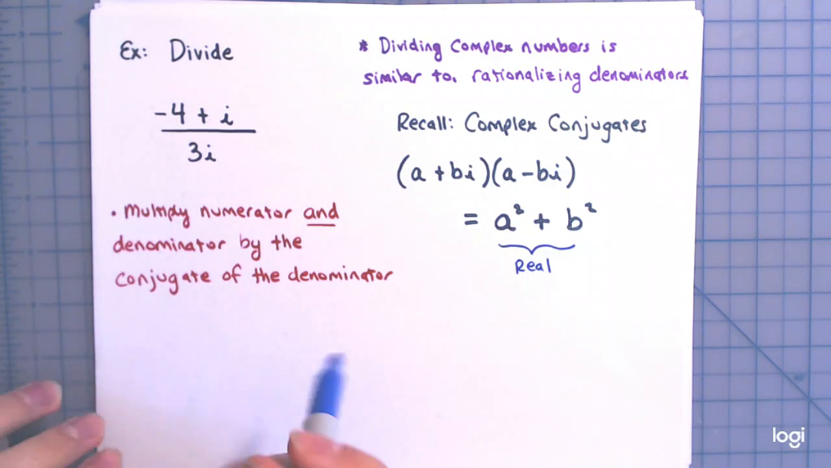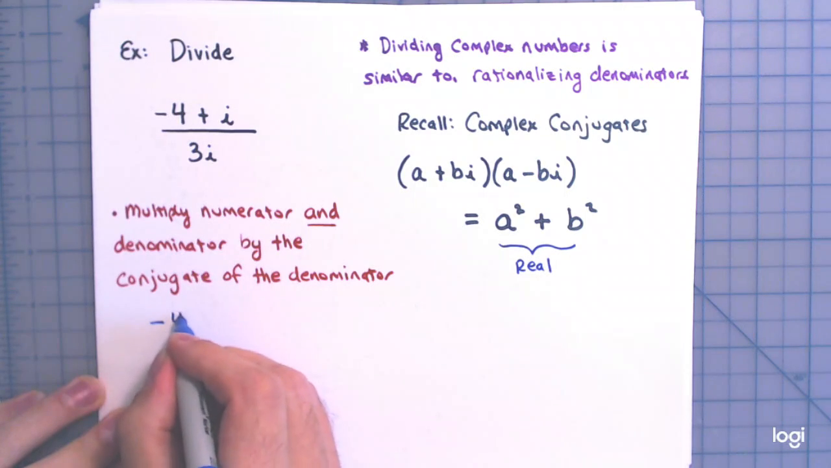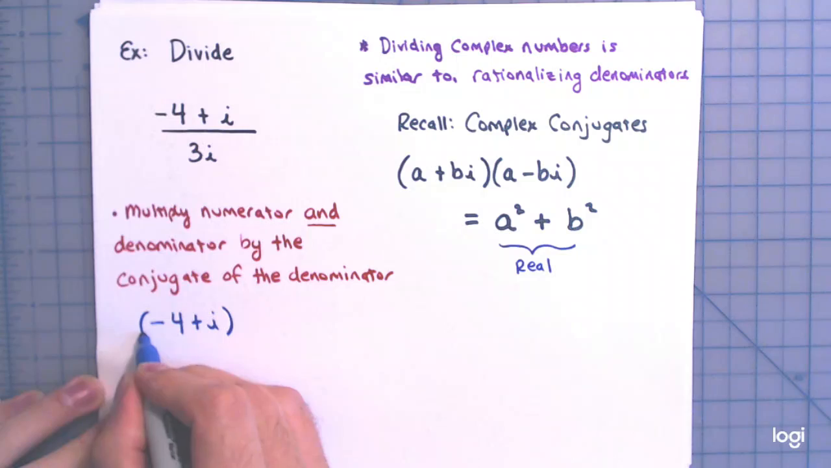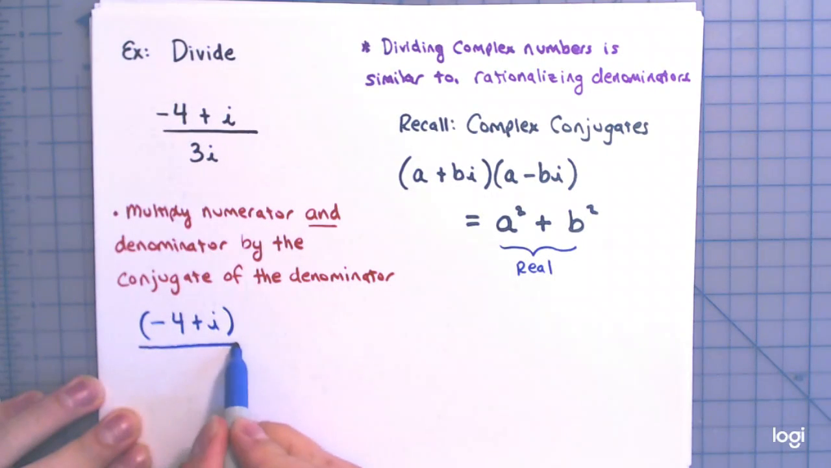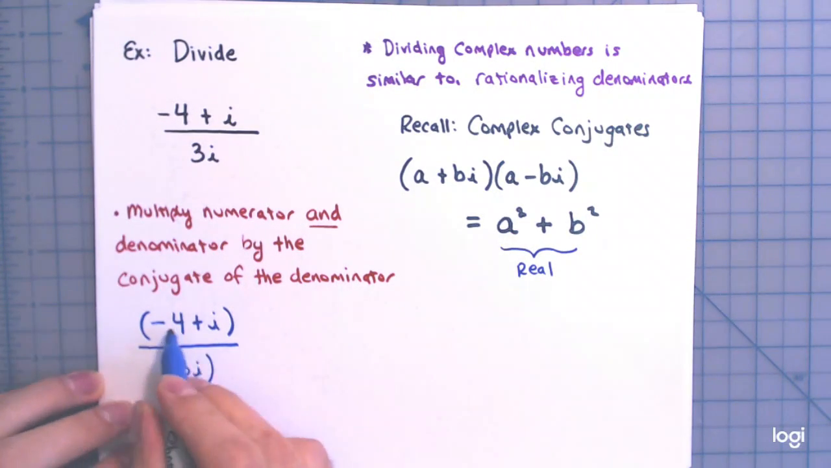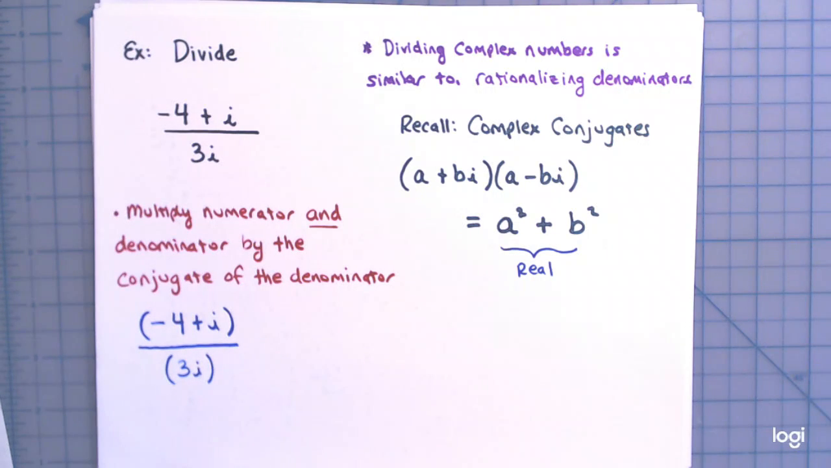I'm starting off with the numerator, this negative 4 plus i. It's got multiple terms, so I'm going to put that in parentheses, the way I would enter it if I had a calculator. The denominator is 3 times i. Again, you can put that in parentheses too, why not? That's all the numerator, that's all the denominator.